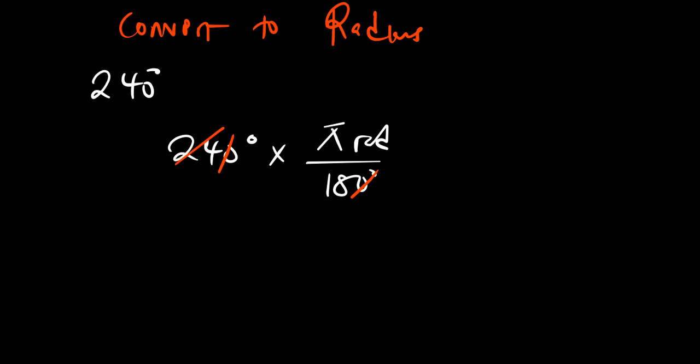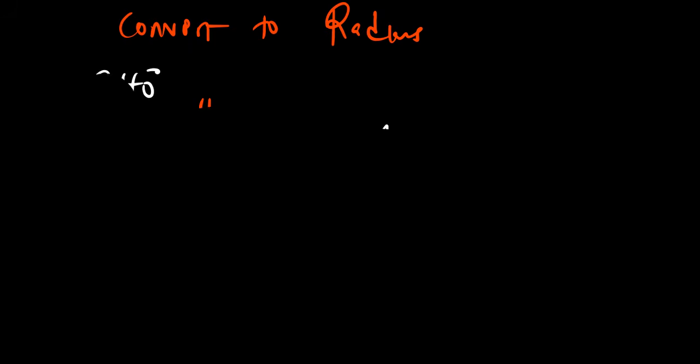If I say 6 into 24, that is like a 4. 6 into 18, that is like a 3. Therefore I'm going to have 4 pi rad, or I'll just leave the rad, divided by 3. So this will be our final answer. So that's how we are going to convert to radians.